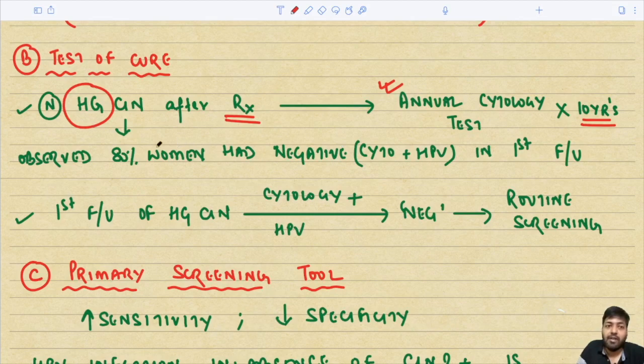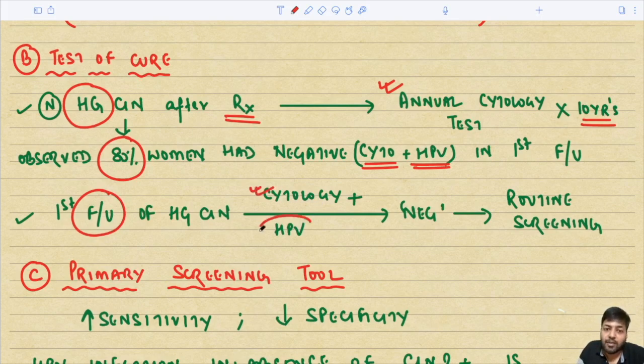It was observed that around 80% of these women who come after treatment for their first follow-up were showing a negative result on cytological evaluation and on HPV testing. So it was decided that for such women, on their very first follow-up, both cytological as well as HPV testing should be done. And if both the tests come out to be negative, then the patient should be returned to routine screening rather than annual screening. So this is the test of cure.